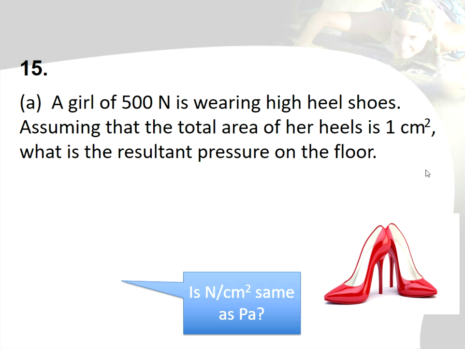1 square centimeter. So that's 1 centimeter times 1 centimeter, right? So you take a ruler, you see 1 centimeter times 1 centimeter. So you draw a square, right? That is the size of the heel. Does it make sense?